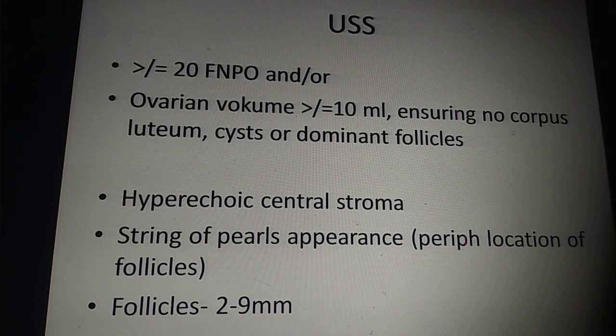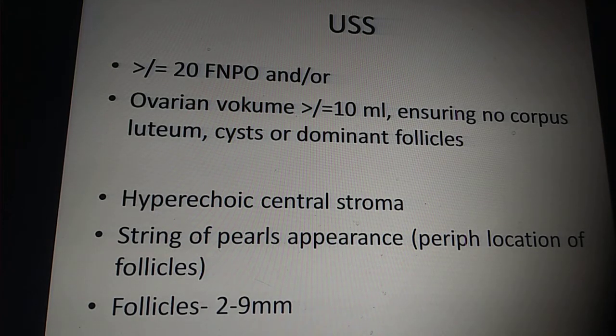Ultrasound wise, there are more than or equal to 20 follicles per ovary, and or the ovarian volume is more than 10 ml. But when you are measuring the ultrasound, you have to make sure that when you say it is more than 10 ml, you are not including the corpus luteum. There should not be any corpus luteum or dominant follicle when you are measuring the ovarian volume.